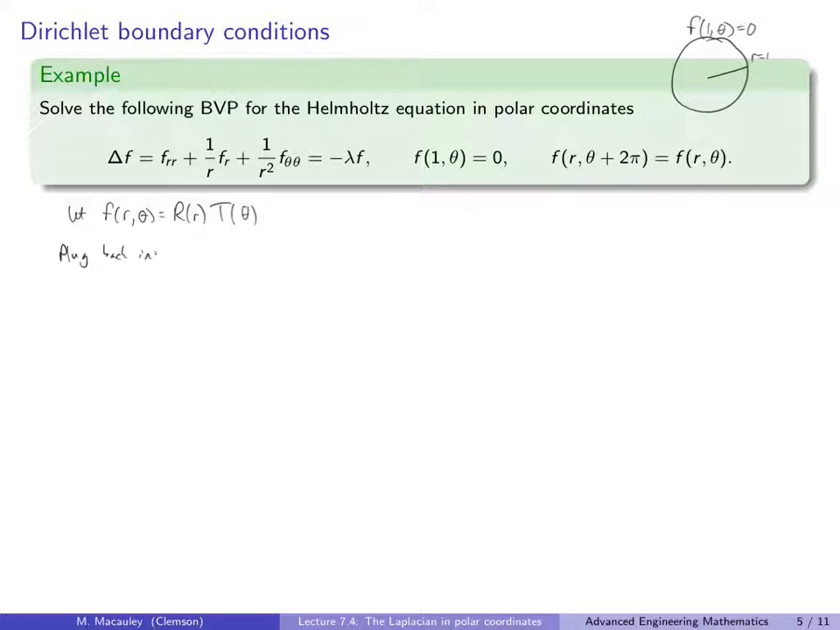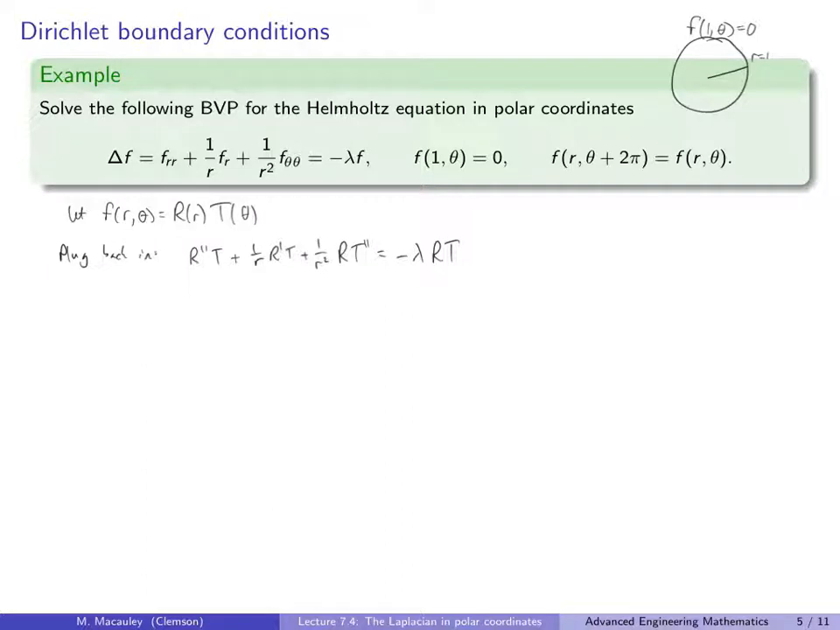You can see that f_rr is just R double prime T, and then we have 1 over r times f_r, so that's just R prime T, and then we have plus 1 over r squared times f_theta theta, that's just R T double prime, and this is equal to negative lambda times f, which is RT. Okay, so let me, before I go on with this, do these zero boundary conditions.